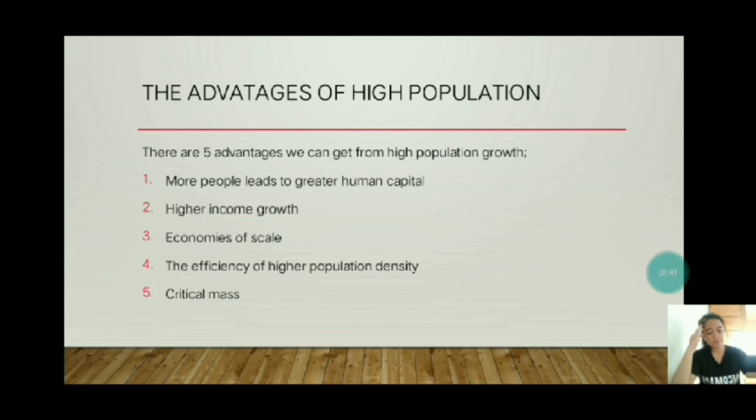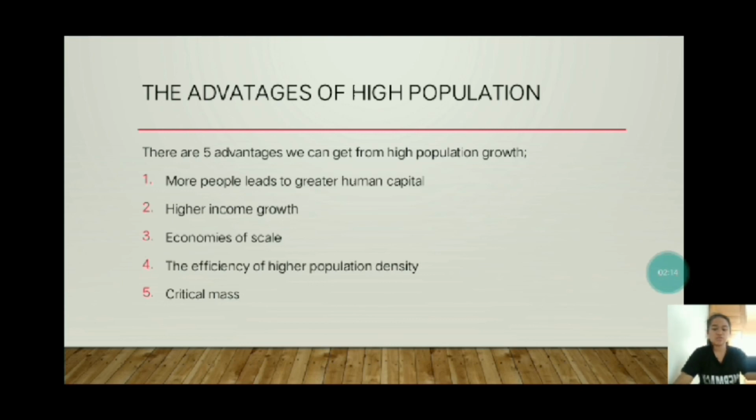Next, the fourth one is the efficiency of higher population density. So this one is in terms of per capita carbon footprint, areas with a high population density are significantly more efficient than the rural areas and places with a low population. So mas nindot siya og daghan gid siya in terms of capita carbon footprint.